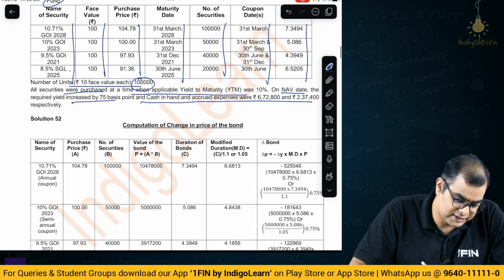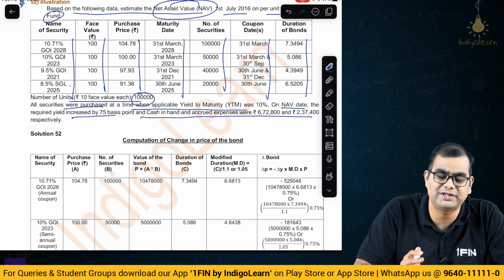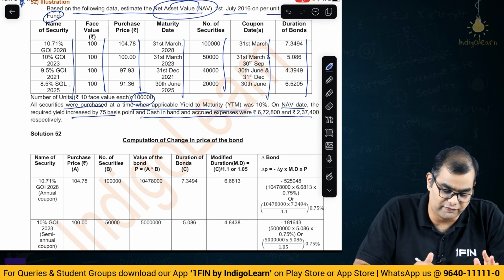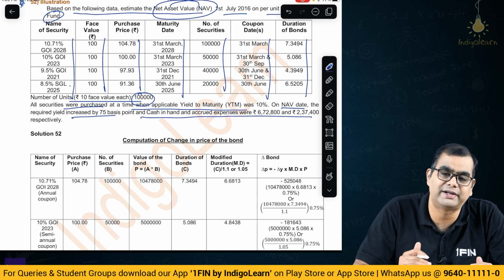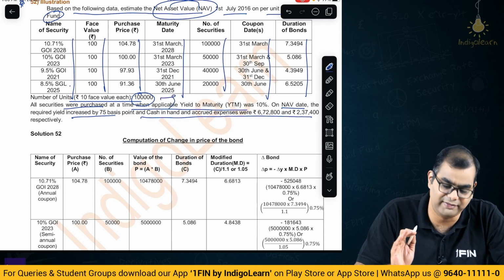Now, what is it that you are supposed to compute? The revised NAV. How will you compute revised NAV? NAV is just the total value of all these bonds as on a specific date divided by the number of units in the portfolio. They basically have 1 lakh units, so we divide by 1 lakh, that's all.